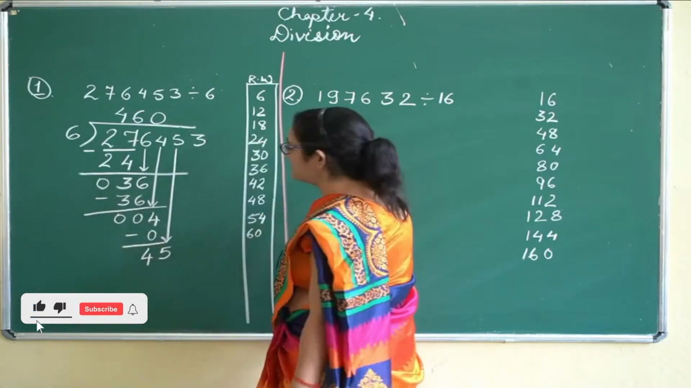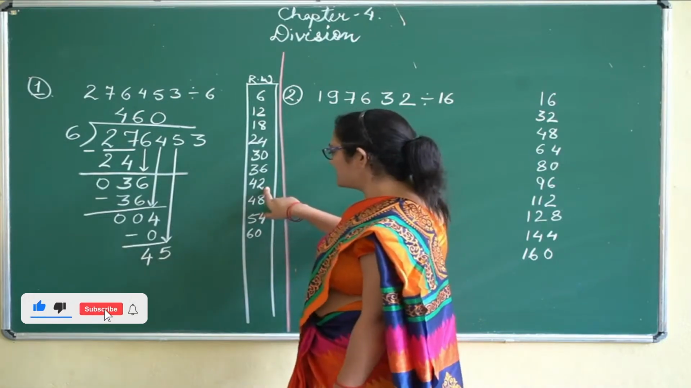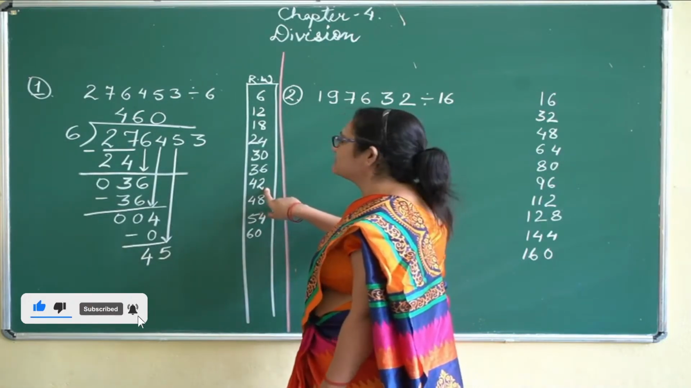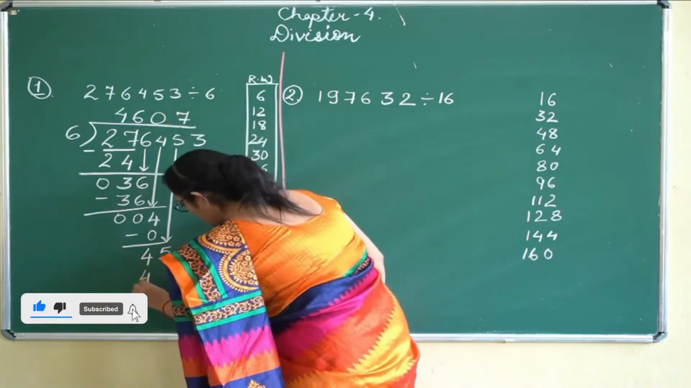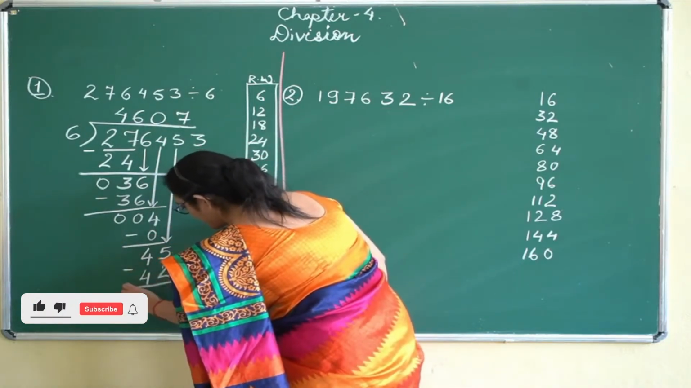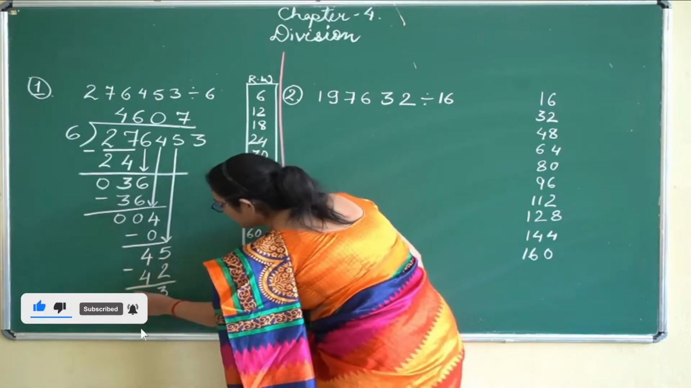In the table of 6, when does 45 come? In the table of 6, 45 doesn't come. So we will take a number smaller than 45, that is 42. 6 7s are 42. Now we will subtract. 5 minus 2 is 3. 4 minus 4 is 0.